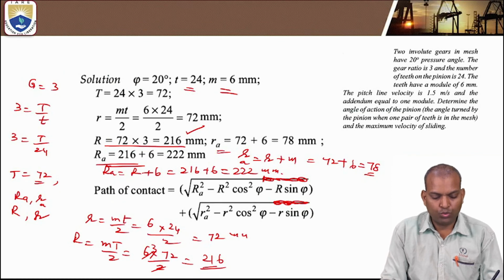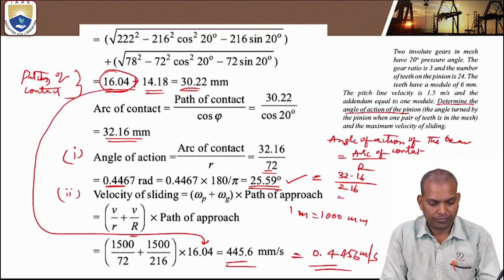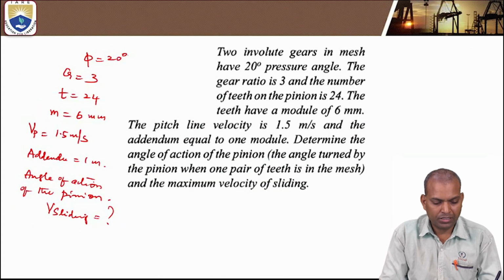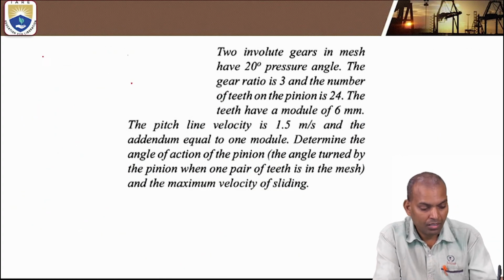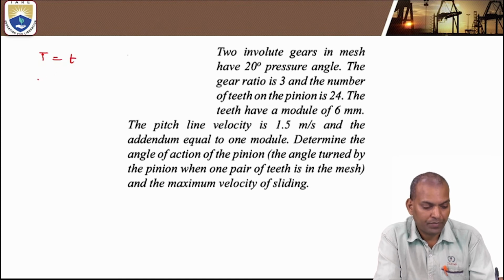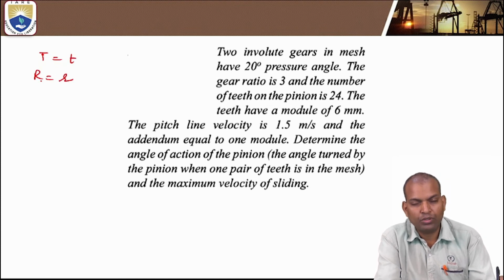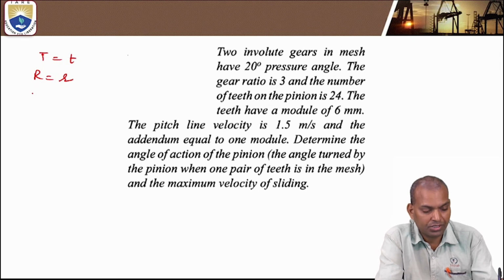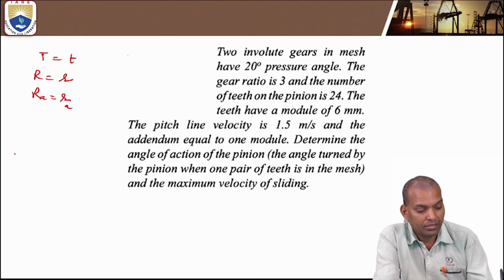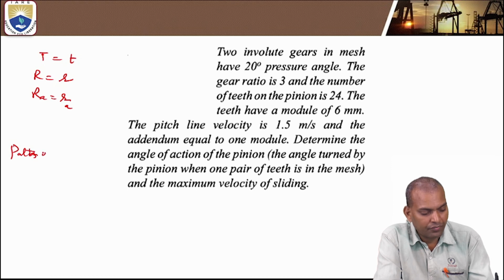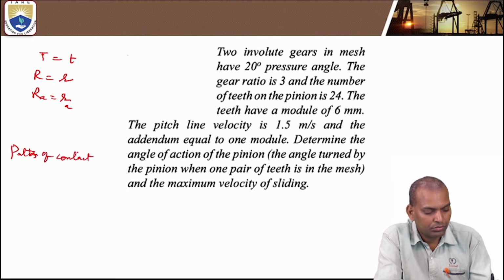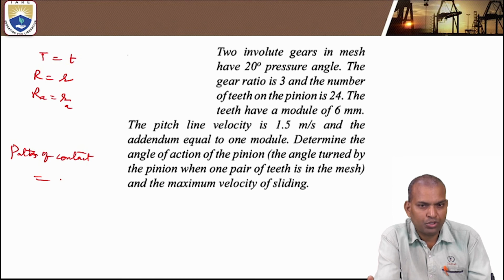So if the two wheels are equal, let us interpret some of the things. Suppose for a gear and pinion, the number of teeth on the gear equals the number of teeth on the pinion. That means capital R equals small r, both having the same pitch circle radius, and the addendum circles are also the same. Then the path of approach is equal to the path of recess.